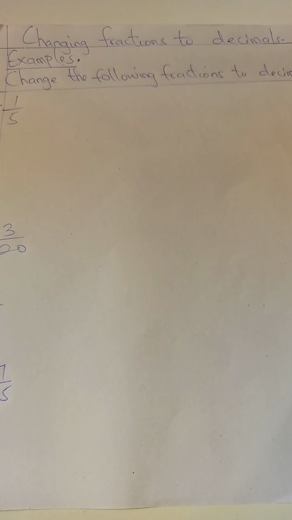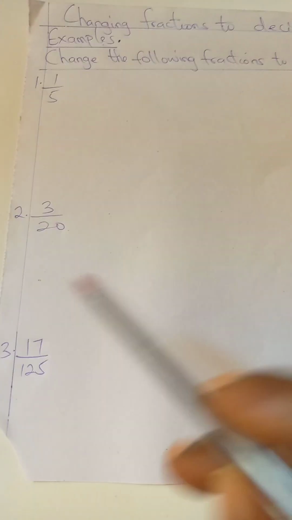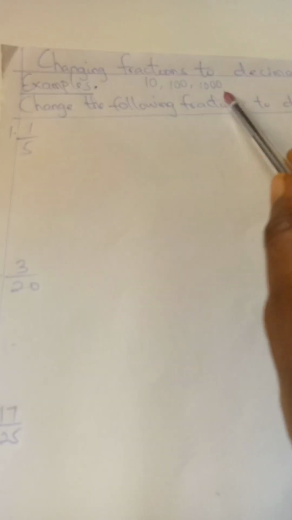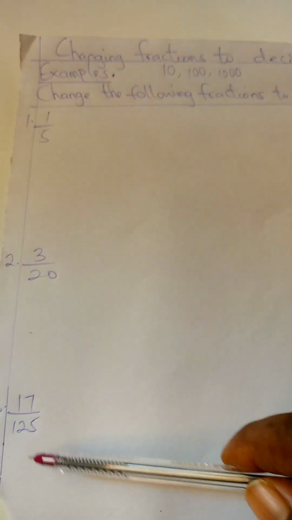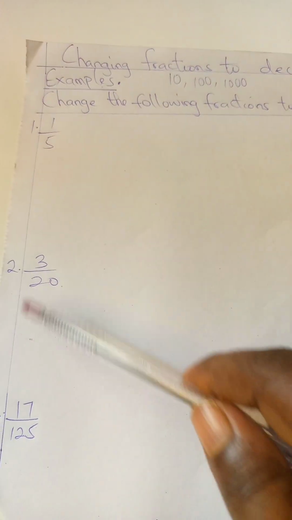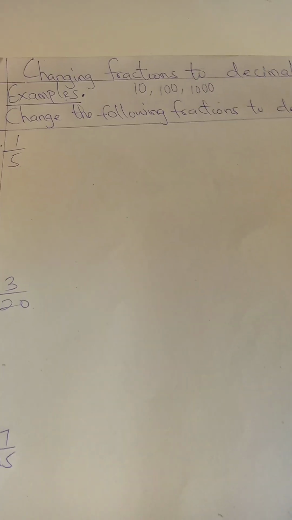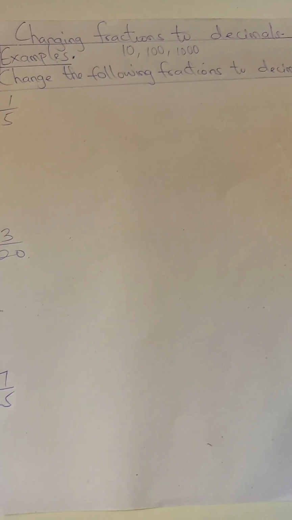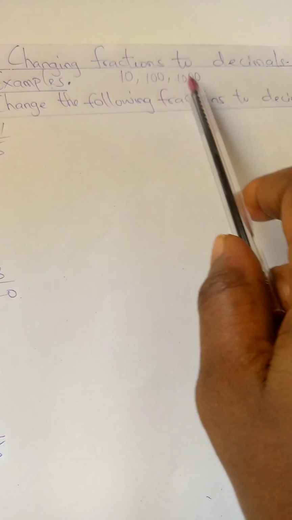If you want to change it to decimal, you make each denominator to become either 10, 100, or 1000. I repeat, if you want to change these fractions to decimals, you make each denominator to become either 10, 100, or 1000. How do you do that? You do that by dividing the denominator with either 10, 100, or 1000.